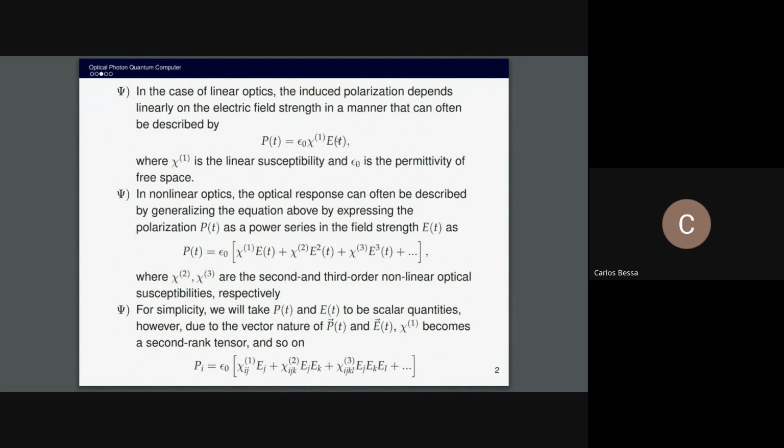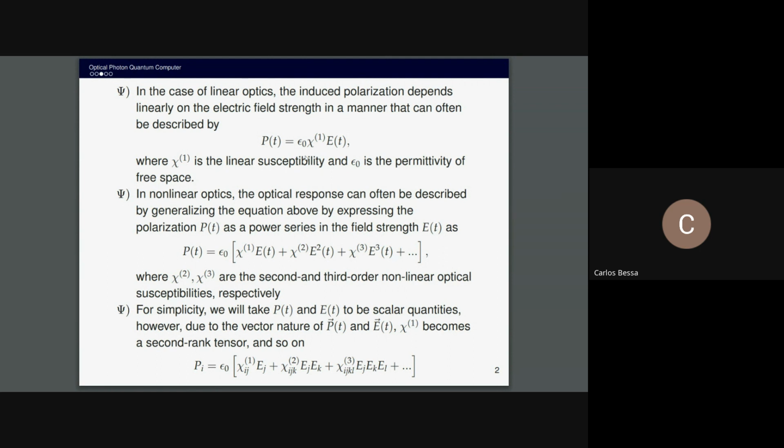We also have magnetic susceptibilities, but in general they are much smaller than the electric susceptibilities. So in most cases, when we are considering materials, these electric susceptibilities, which I will call simply susceptibility, are the dominant term.